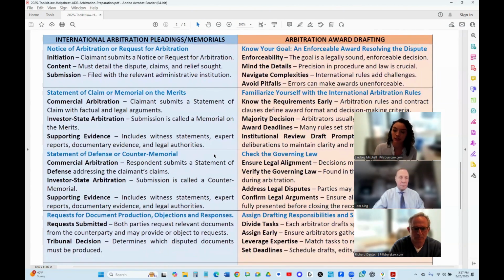Usually it will specifically say in the arbitration clause, it'll point to some arbitration rules, which will then have the procedure by which the parties will file the notice or request for arbitration.